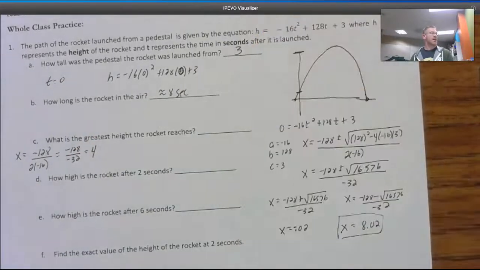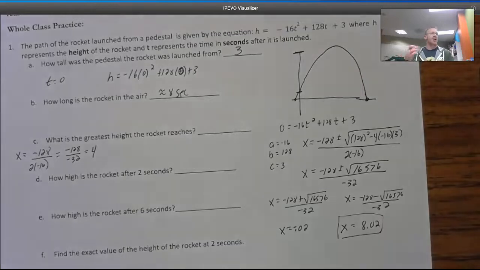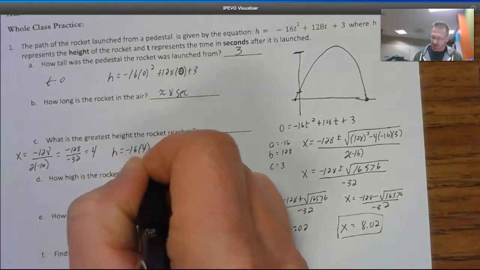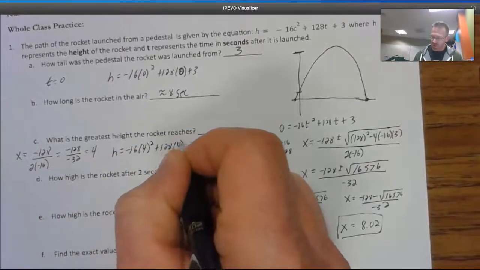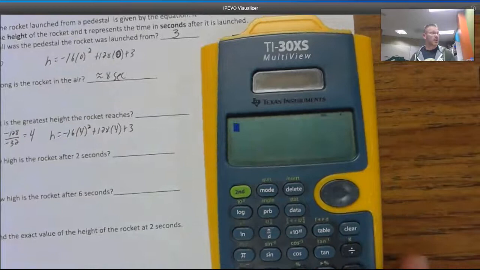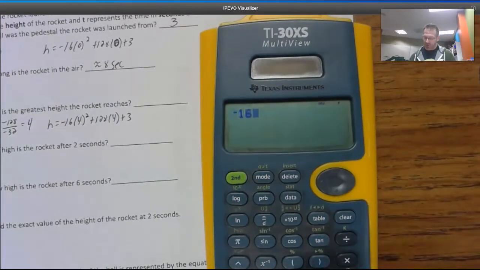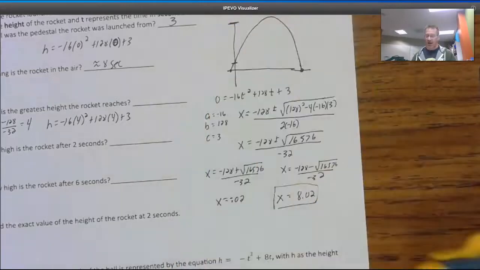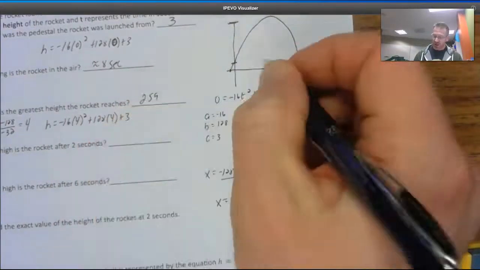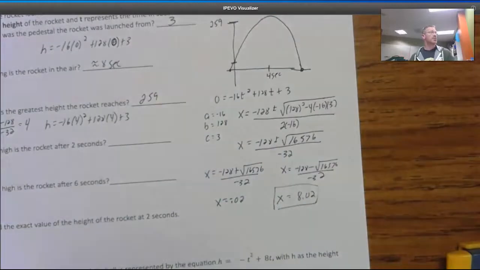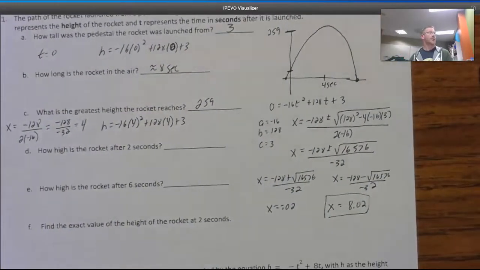Now remember, anytime we get our variable for x, to get our y value, we always just plug that back in. So h equals negative 16 times 4 squared plus 128 times 4 plus 3. And once we write it well, we should be able to just type that into our calculator just like it looks. So negative 16 times 4 squared plus 128 times 4 plus 3. And that tells me that it was at a height of 259. So at 4 seconds, it reached a height of 259 units, feet, meters, whatever we happen to have for this particular problem.